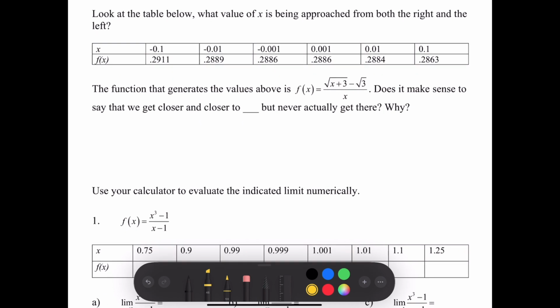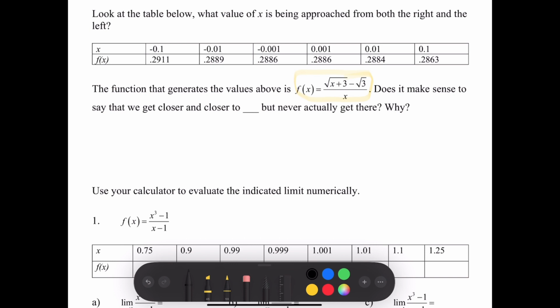What value of x is being approached from both the right and the left side? So they give me a function. The function that creates this table of values is a function f of x, and there's my equation for f of x. Does it make sense to say that we get closer and closer to a value, but possibly never get there? And why? So let's take a look at this function.